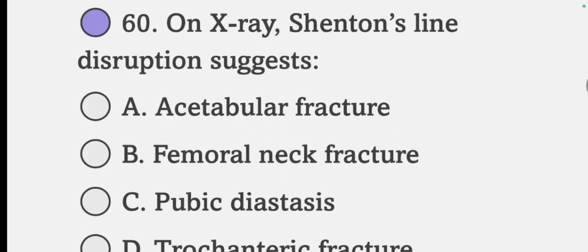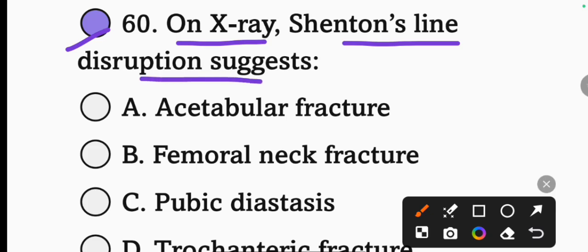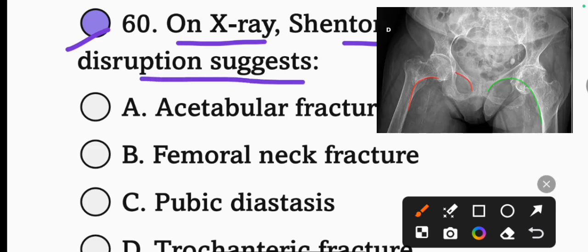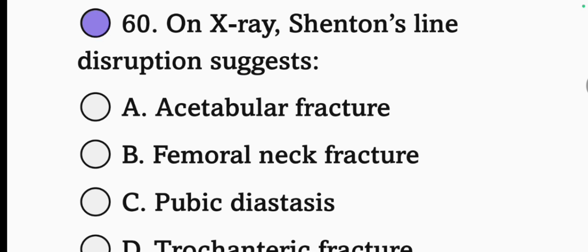Now come to 60, question on X-rays: Shenton's line disruption suggests. Shenton's line is very important for diagnosis in femoral neck fractures because Shenton's line is a smooth curved line between the inferior pubic ramus and the femoral neck. If Shenton's line is broken, it strongly suggests a neck of femur fracture. So it's a very important question. B option is the correct option.